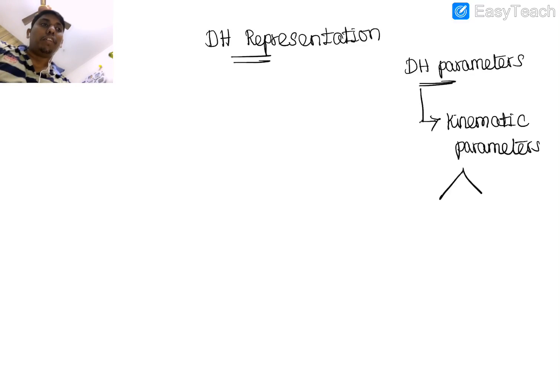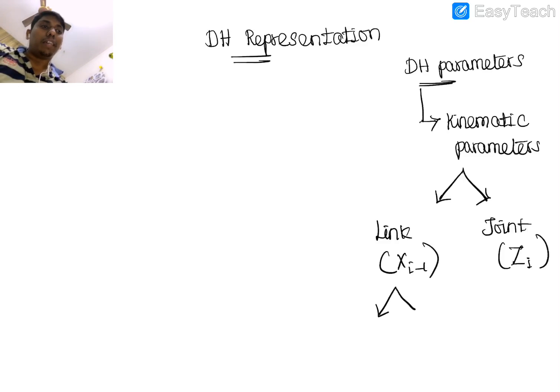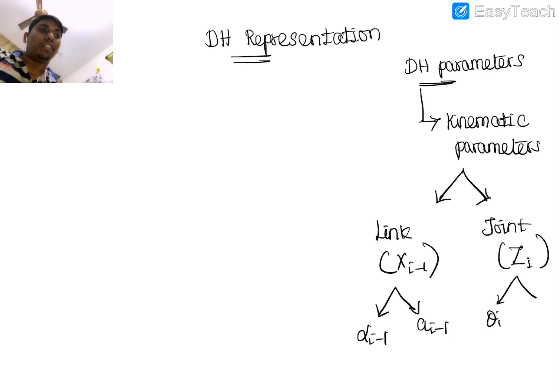In the sense, it would have two subclasses. One is link parameters, the other is joint parameters. The link parameters are associated with x_{i-1}, whereas the joint parameters are associated with z_i. The link parameters further come as alpha_{i-1}, which is the link twist angle, and a_{i-1}, which is the link length. The other two are the angle between two links, theta_i, which is nothing but the joint angle, and the offset between two planes, which is the offset distance. These four parameters we can realize.